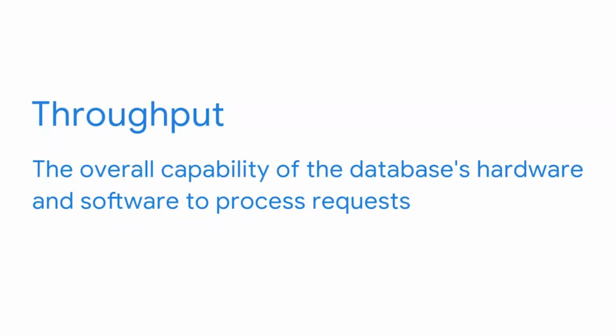Next, we have throughput. Throughput is the overall capability of the database's hardware and software to process requests. Throughput is made up of the input and output speed, the central processor unit speed, how well the machine can run parallel processes, the database management system, and the operating system and system software. Basically, throughput describes the workload size that the system can handle.